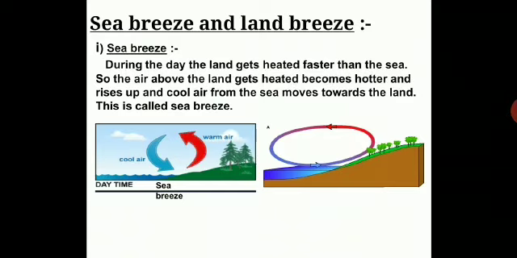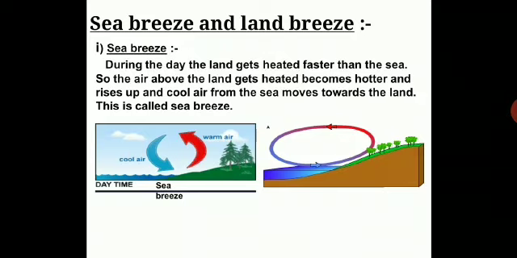Now you have to take down what is sea breeze and land breeze. You need not draw the diagram. You have to take down this in your notebook. What is sea breeze? There's a setup of breeze because of the convection of heat. There's a mode of transfer of heat you will see here. During the day, the land gets heated faster than the sea.